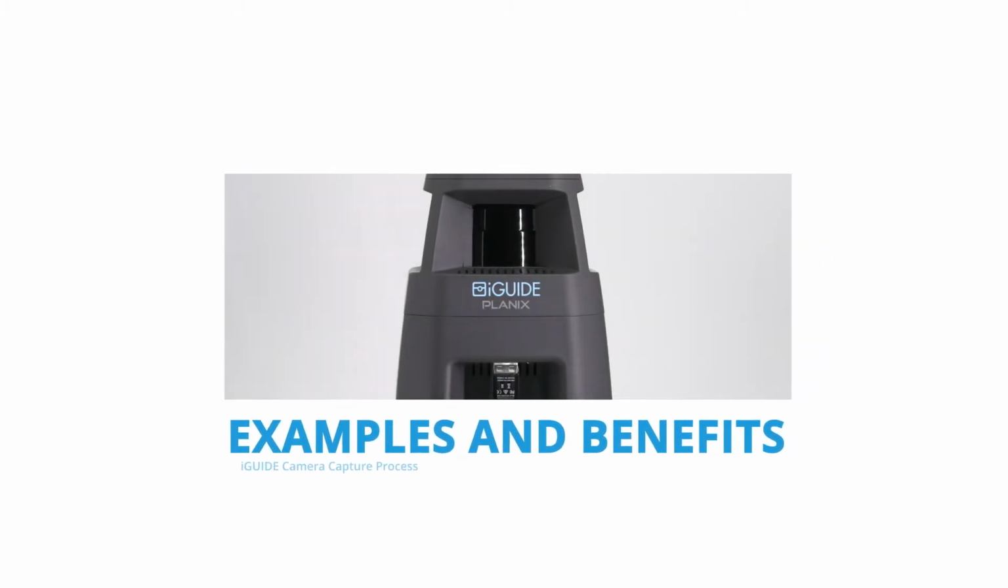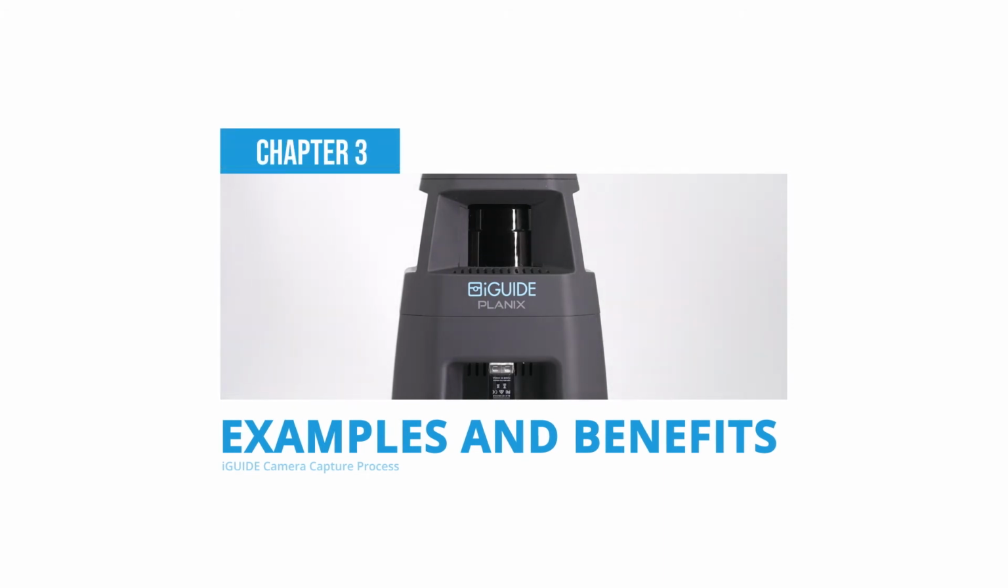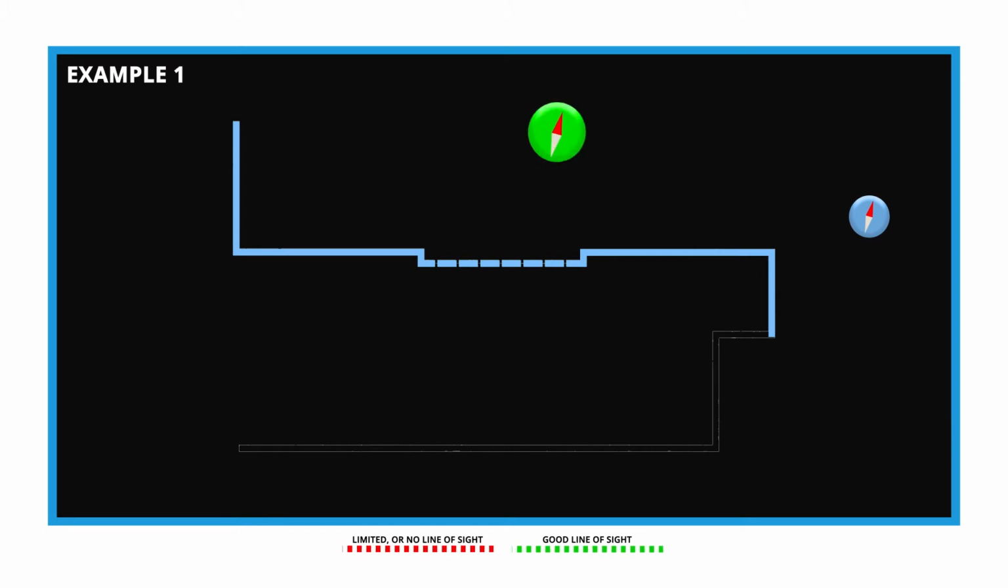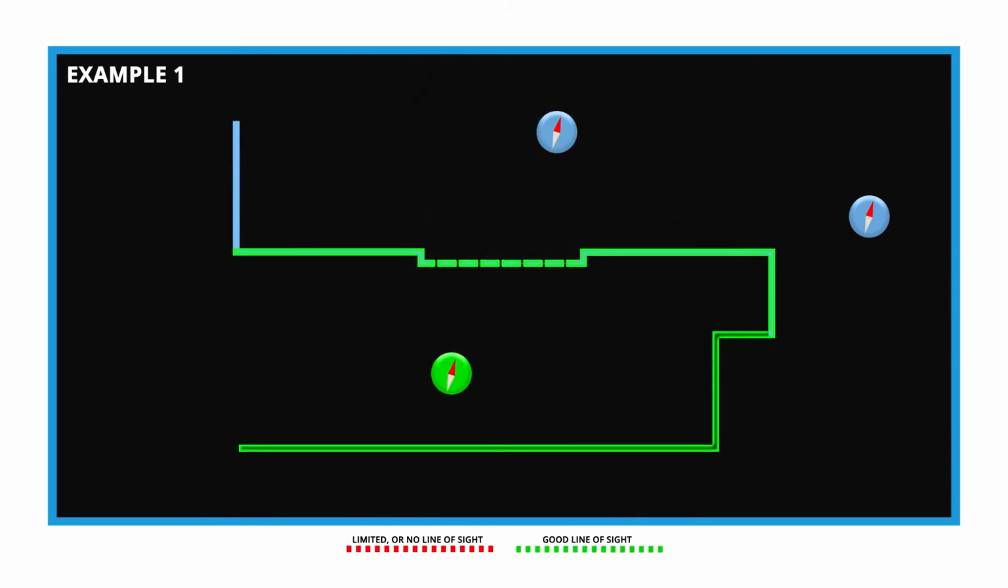Chapter 3. Examples and benefits. This section will explore what your data will look like when there is no line of sight due to obstructions or incorrect camera placement. One of the most common cases of this will occur when a door to or from a room has been closed.